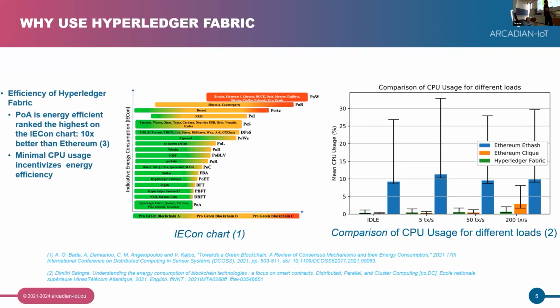And here we have the comparison of CPU for different loads. Hyperledger Fabric is somewhere inside. Here are, for example, 5 transactions, 50 transactions, and 2,000 transactions. You can see it didn't even take a lot of CPU, so it is pretty efficient.